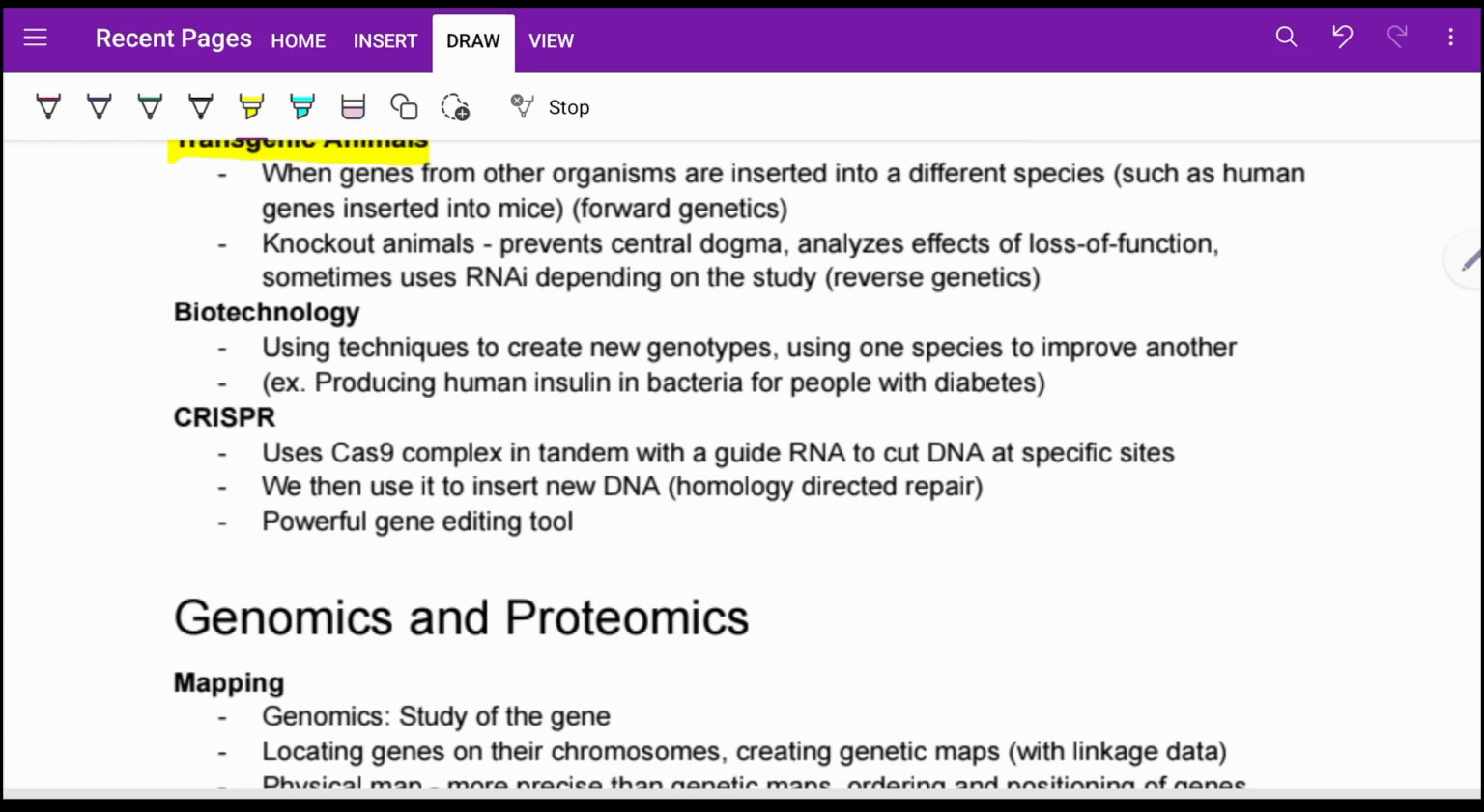We also can touch on CRISPR, which is a relatively new technology that uses the Cas9 protein complex with a guide RNA to cut the DNA at sites specified by the researcher. And we can use it to delete DNA, and we can also use it to insert DNA at said cut. So it's a very powerful gene editing tool that's been a buzzword in recent years.